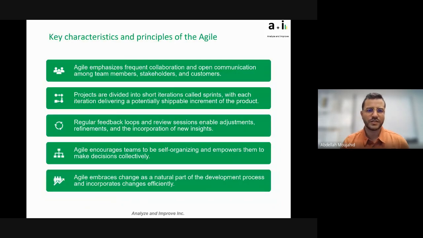So what are the key characteristics and principles of Agile? First one, you have collaboration and communication. So here, Agile emphasizes frequent collaboration and open communication among team members, stakeholders, and customers. The second one is iterative development, where projects are divided into short iterations called sprints. You've probably heard this before, or you're going to hear it in the future. With each iteration delivering a potentially shippable increment of a product.